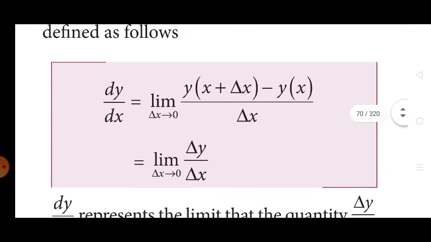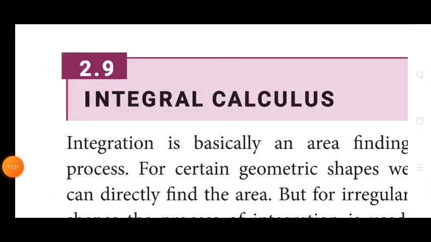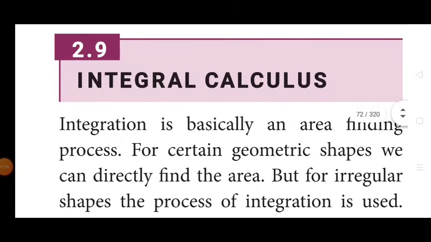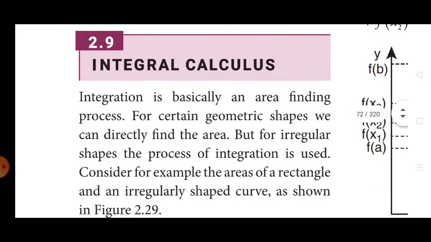So integral calculus. Integral is basically an area finding process. For certain geometric shapes we can directly find the area. அதாவது ஒழுங்கான பாடியினுடைய ஏரியாவை ஈஸியாக கண்டுபிடிச்சிடலாம். But for irregular shapes the process of integration is used. Irregular பாடியினுடைய ஷேப்பை நம்ம எப்படி கண்டுபிடிக்கலாம், ஏரியாவை எப்படி கண்டுபிடிக்கலாம்னு கேட்டால் integration use பண்ணித்தான் முடியணும். So integral calculus means it's basically an area finding process.